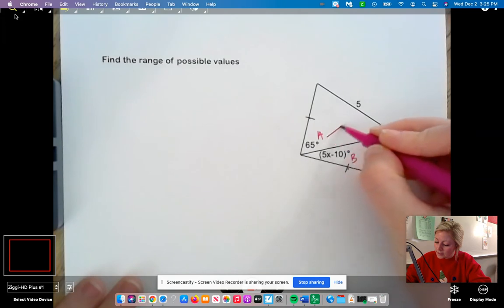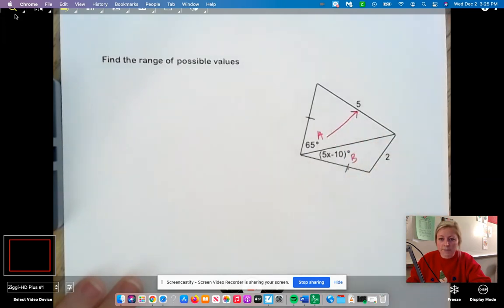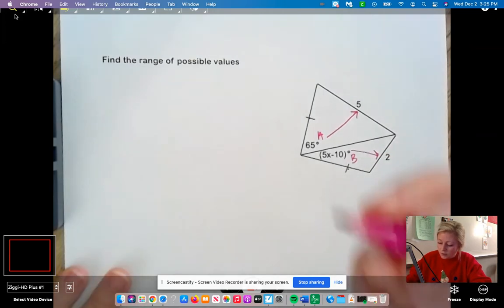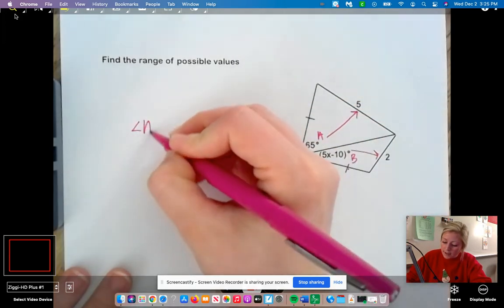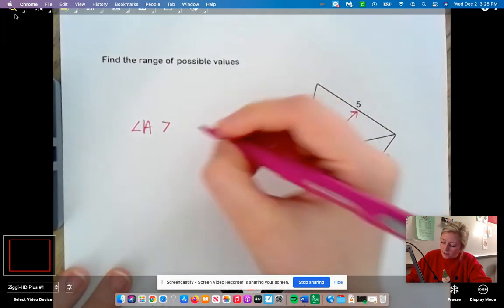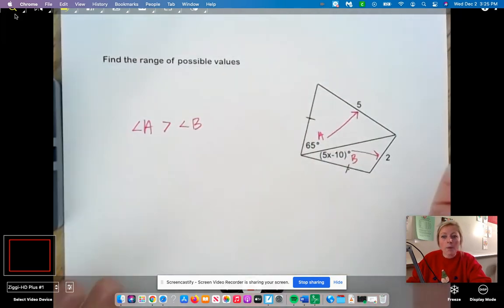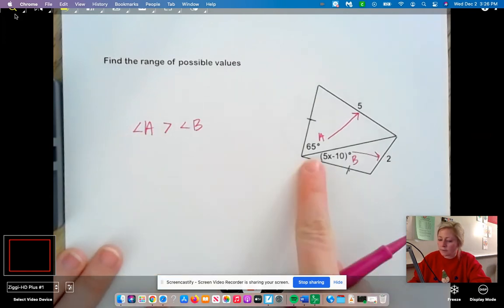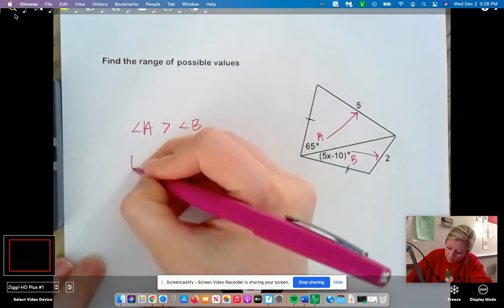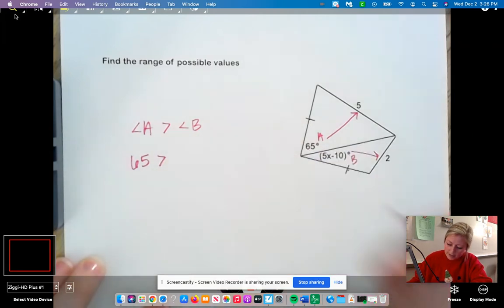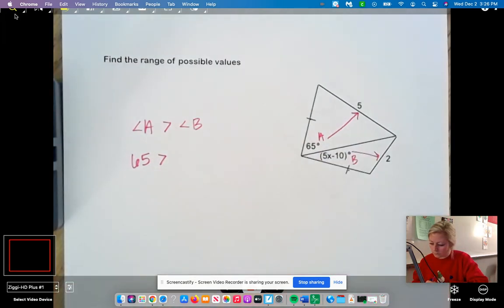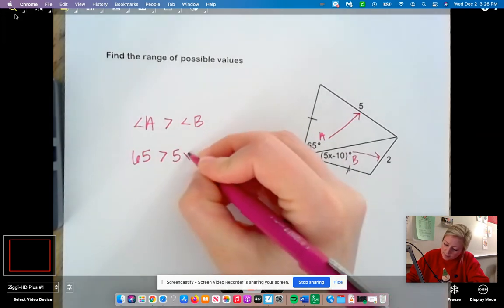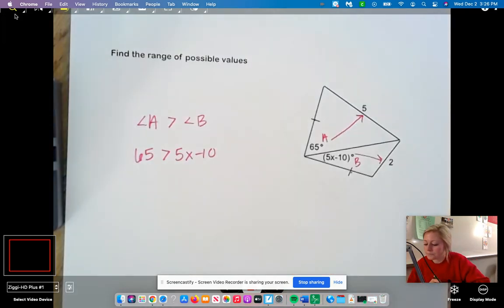So if I look here, 65 is across from 5, and angle B is across from 2. So we would know that angle A is greater than angle B. Perfect. So now let's fill in. Well, what is angle A? Well, they tell us angle A is 65. And I know that has to be bigger than B, which is 5x minus 10.